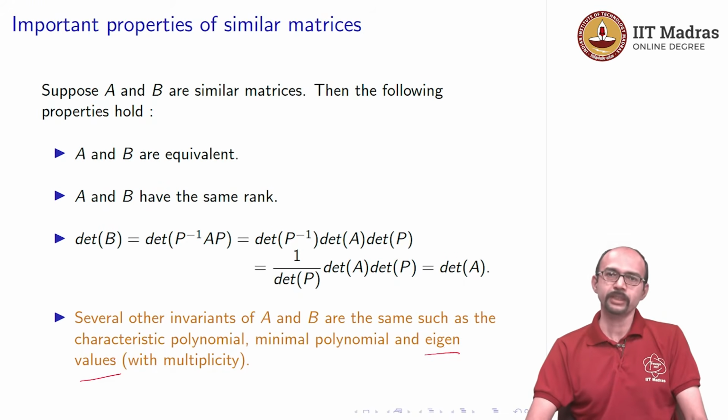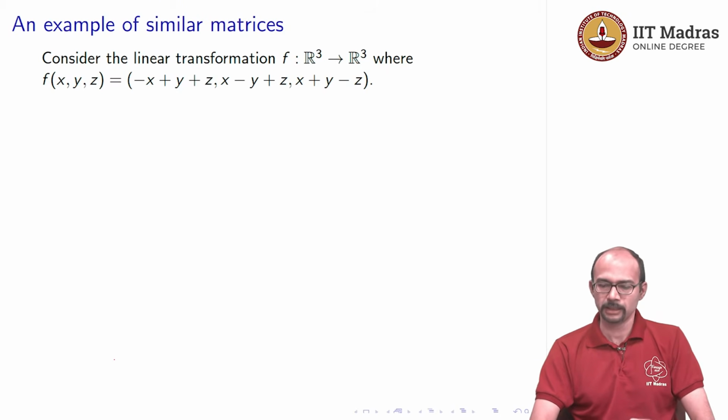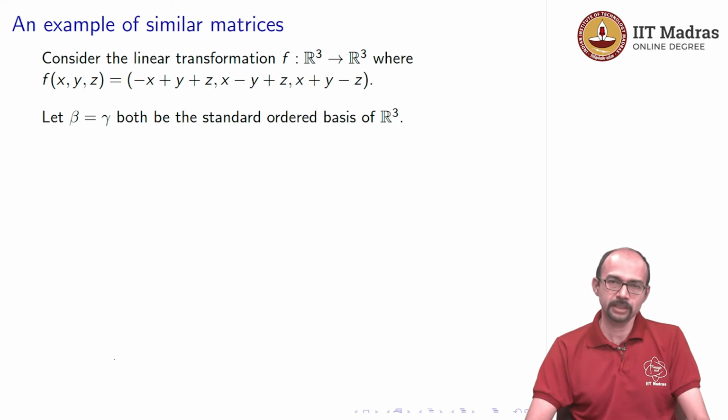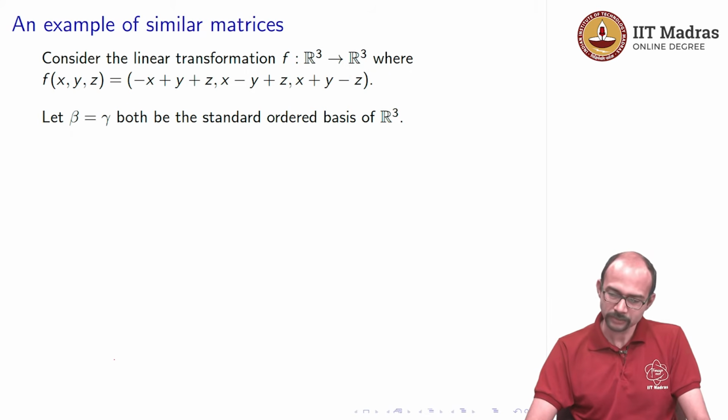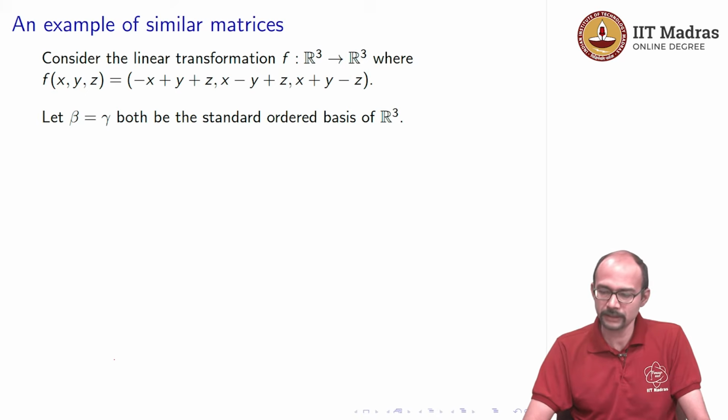So this is why we are studying this idea of similarity. Let's do an example. Suppose you have a linear transformation f of x y z is minus x plus y plus z, x minus y plus z, and x plus y minus z. Now we are going to use the same basis. Earlier we had two different bases, beta 1 and gamma 1, and then beta 2 and gamma 2. But here this linear transformation is from R3 to R3 itself, so we are going to use the same ordered basis. Let's start with beta and gamma being the standard ordered basis.